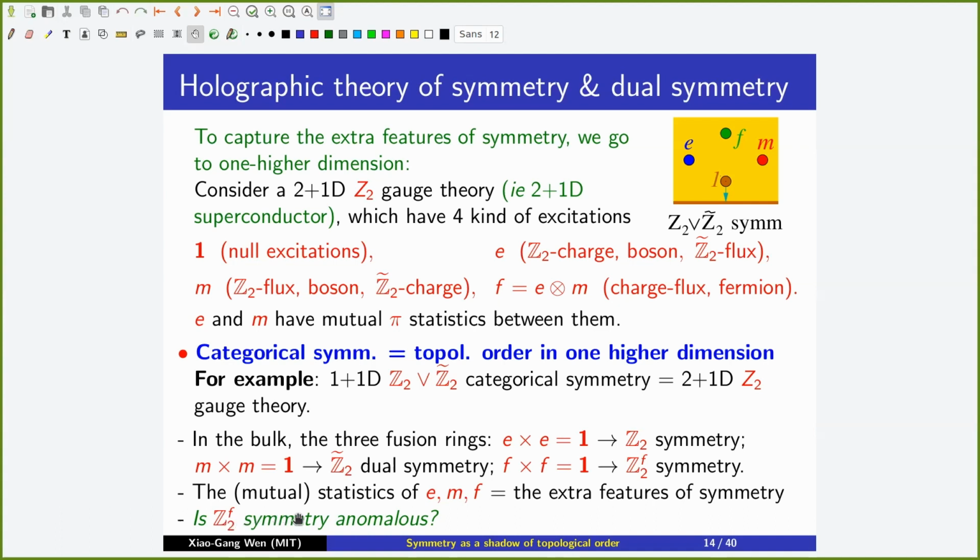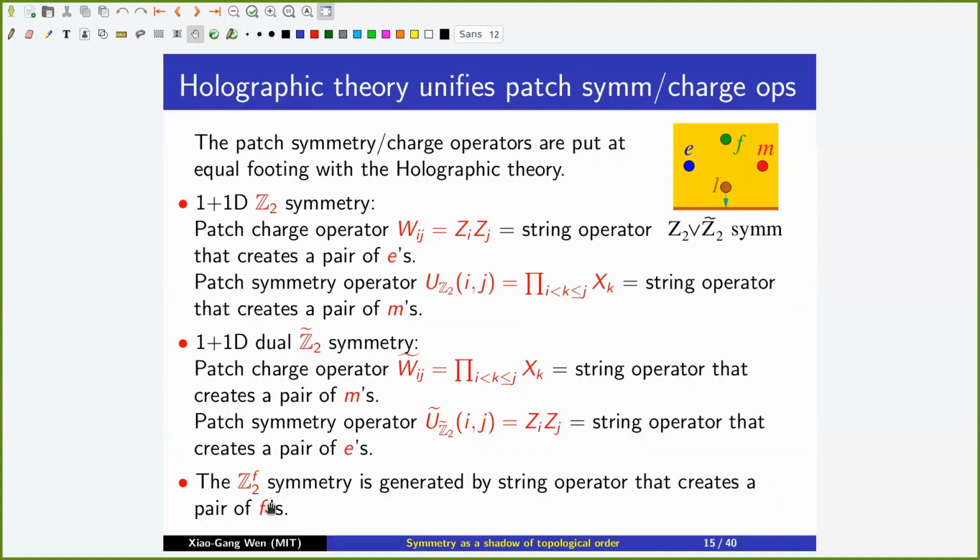And viewing this as something like anomalous is reasonable because it has some symmetry obstructions actually.